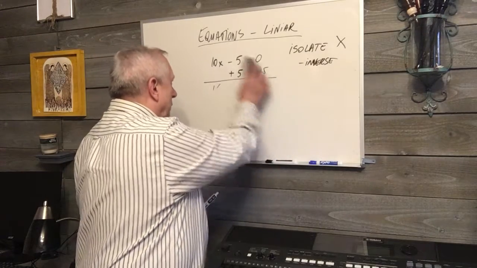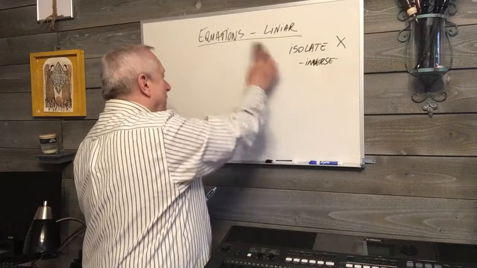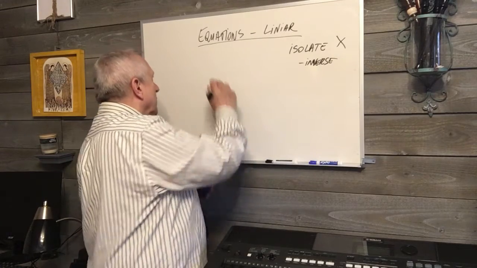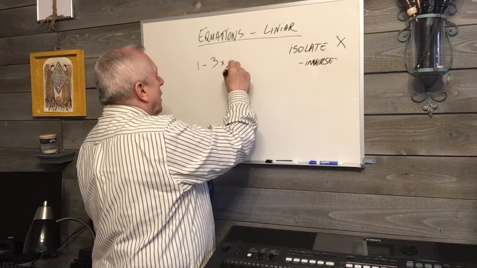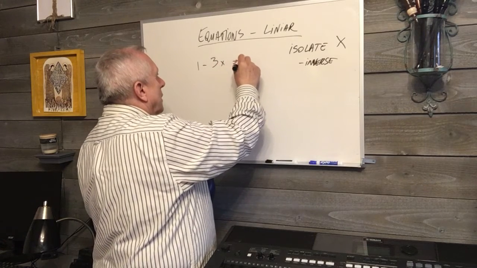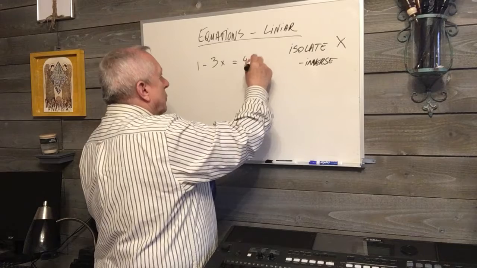That's the simpler type. The more difficult type would be something like this. Let's say 1 minus 3x equals, let's say, 4 plus 2x.